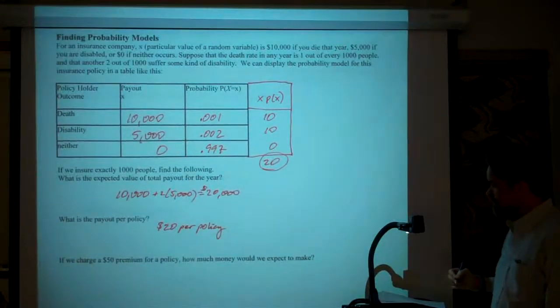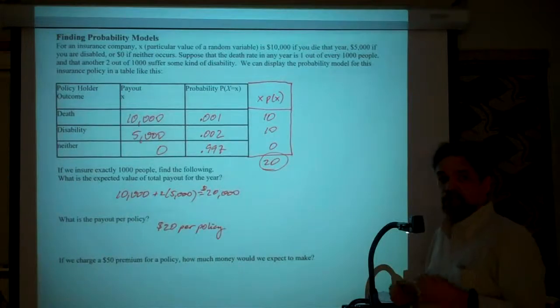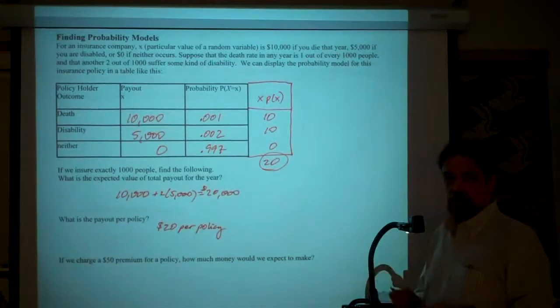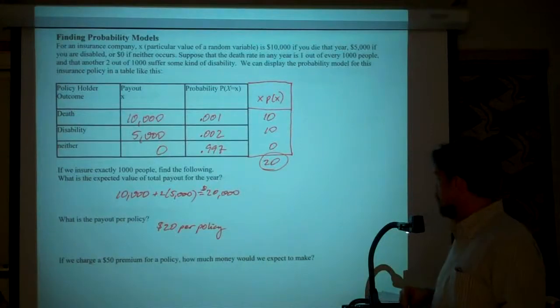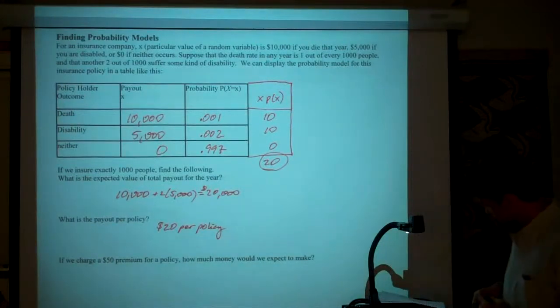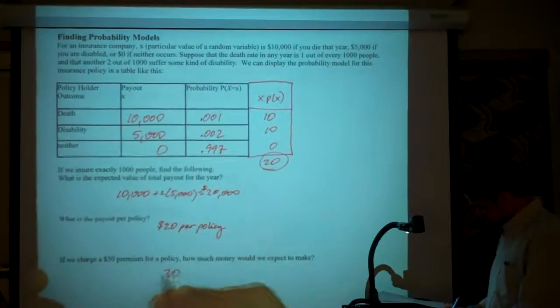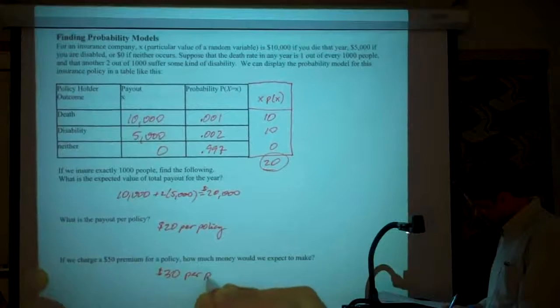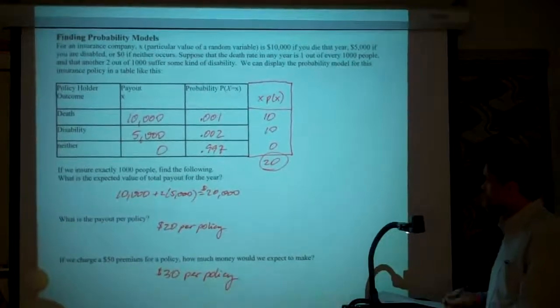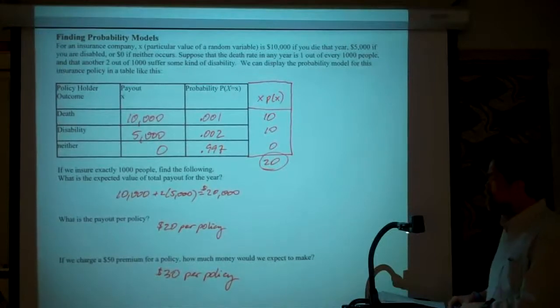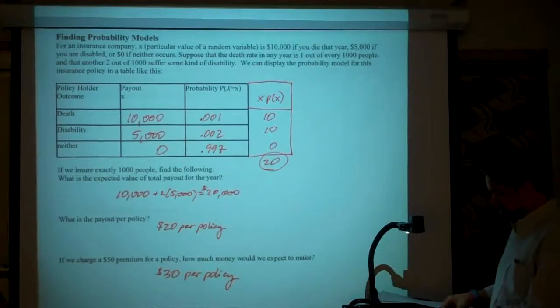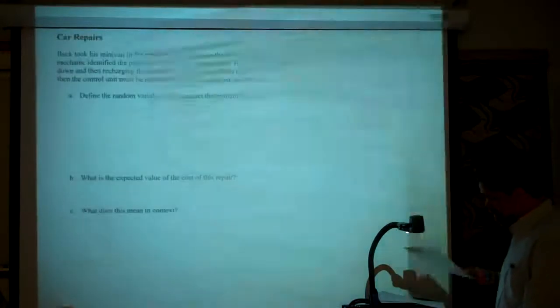Okay? And then finally the last question says, if we charge a $50 premium for a policy, a premium is merely the price they charge for the policy. How much money would we expect to make? Well, I think we would expect to make 50 minus 20, which would be $30 per policy. Okay? We would be bringing in $50,000, and we would expect to pay out $20,000, so that sounds like $30,000 to me, which is $30 per policy. Alright? Let's look at our next problem.